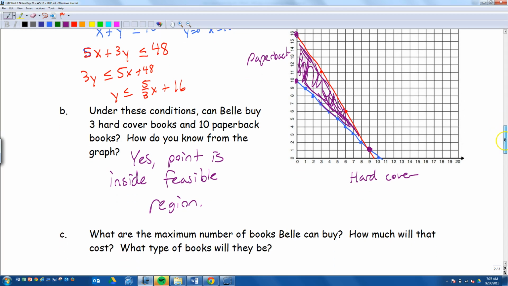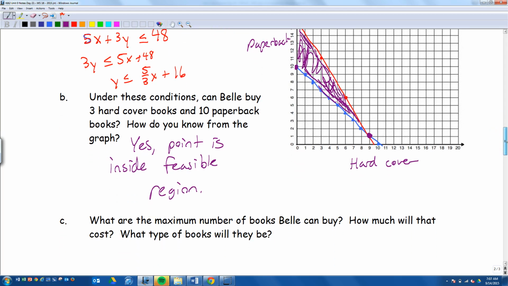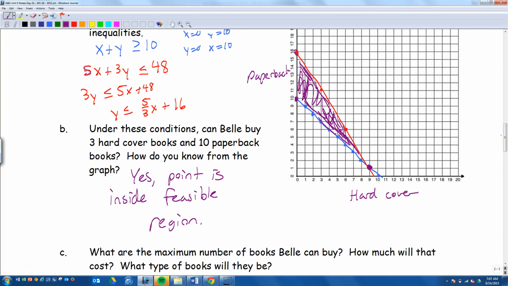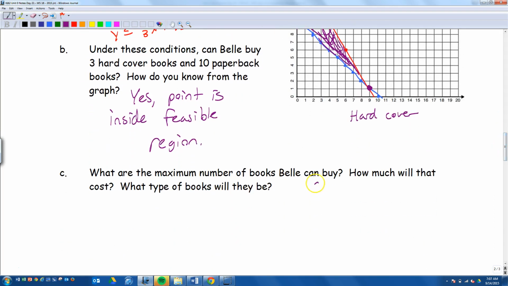Okay. What are the maximum number of books Belle can buy? How much will that cost? What types of books will they be? Well, let's think about this. We have to look at this region. Down here we have 9, 1. That's only 10 books. Here we have 10, 0, or 0, 10, which is 10 books. Here we have 16 books up here. It also looks like we might be able to do 1 and 14, but 1 and 14 add up to 15. So for me, it looks like the best we can do in terms of total amount of books is this point right here, which is 0, 16.